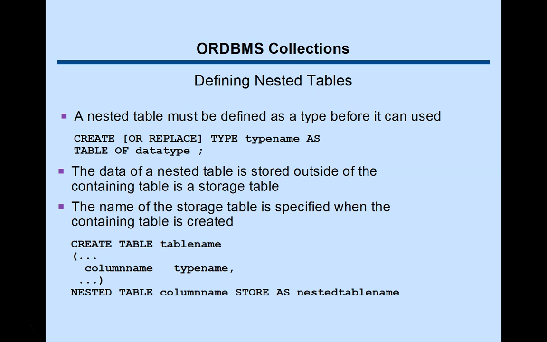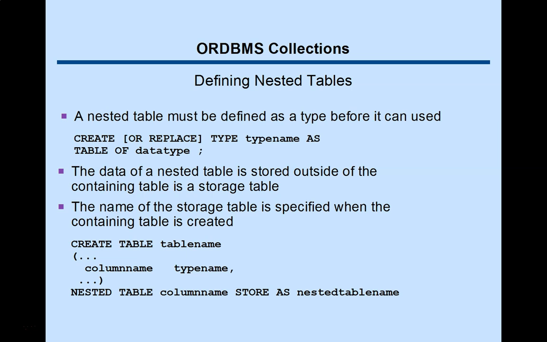In addition, we specify one more clause when creating this table. We define the nested table's storage table. Store this as, and we give a name to this table. We identify the column within this relational table that will hold the nested table, and then say, store this as some table. We can do much more with this clause.